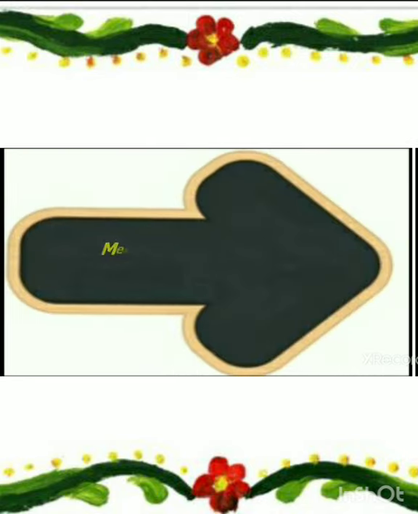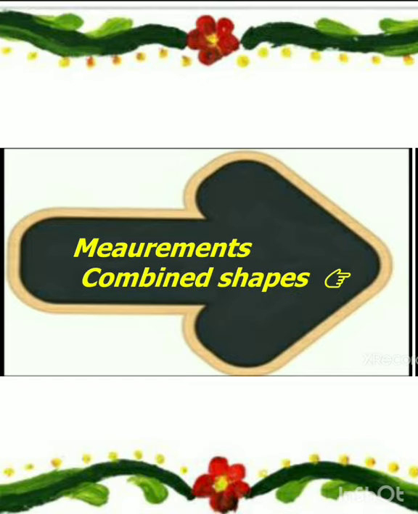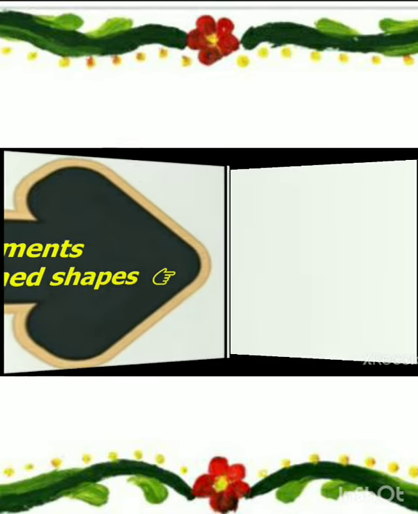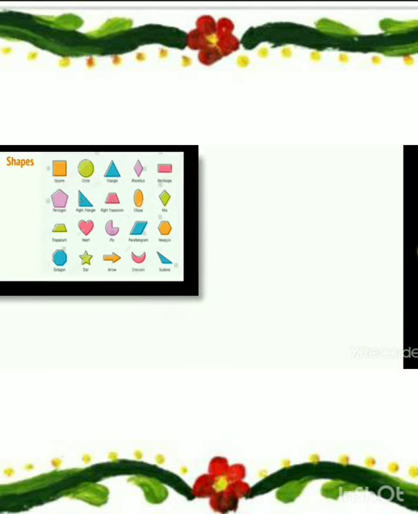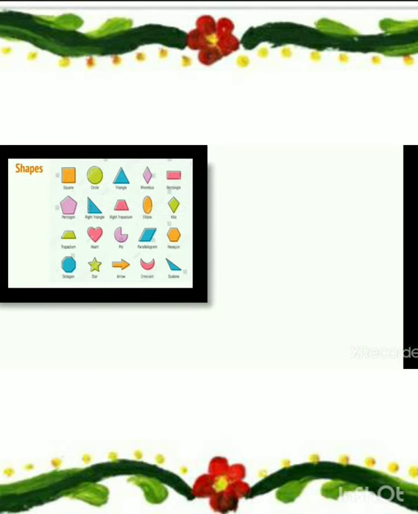In today's class, we are going to move on to the next topic in the same unit, measurements: combined shapes. I'll tell you what a combined shape is. Before that, let us recall the shapes we have learnt in previous classes. In our day-to-day life, we use infinitely many things with shapes like circle, triangle, square, rectangle, rhombus, etc.